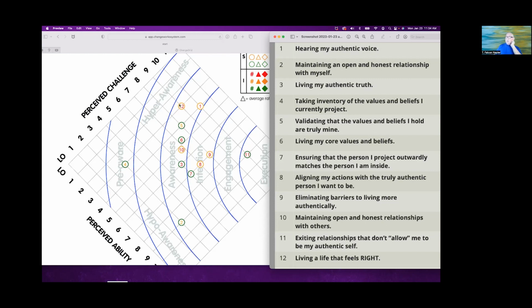Let me add 2 things to that. Right now, where Linda is plotting about maintaining an open, honest relationship with herself, she rated her ability as a 9 and the challenge as a 3. That means she perceives herself as having triple the ability the challenge at hand requires. She also considered it to be moderately important. That's why the number 2 is orange, and it's inside of a green circle, which tells me she also thinks it's a small task.